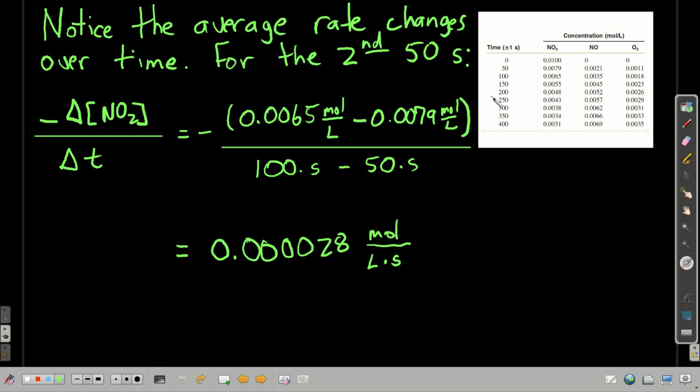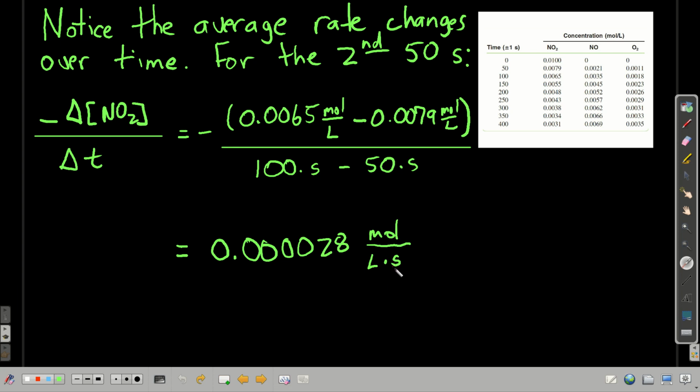Now let's look at the second 50 seconds, right? So from 50 seconds to 100 seconds, same nitrogen dioxide. Delta concentration of NO2 over delta T, negative because it's a reactant. Plug these numbers in, and we get 2.8 times 10 to the minus fifth moles per liter per second.